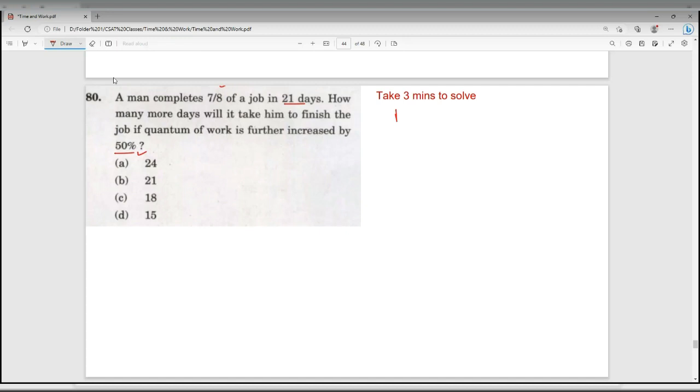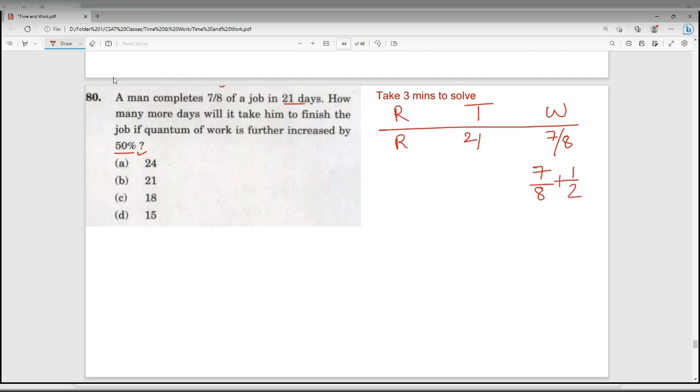So we'll set up the chart first. DWF. So let the rate of the man be R, and he completes the work in 21 days, and the work is 7/8. And they are saying after 21 days, they are increasing the quantum of work by 50%. So I would take 50% of the work, that means 1/2 of the work they are increasing. That is 7/8 plus 1/2.